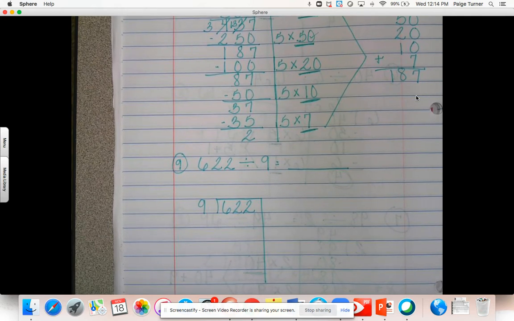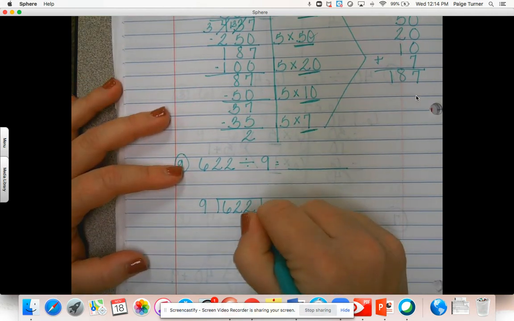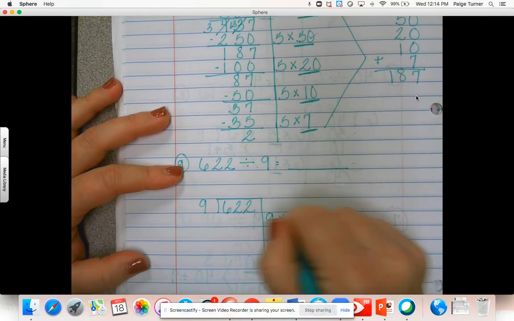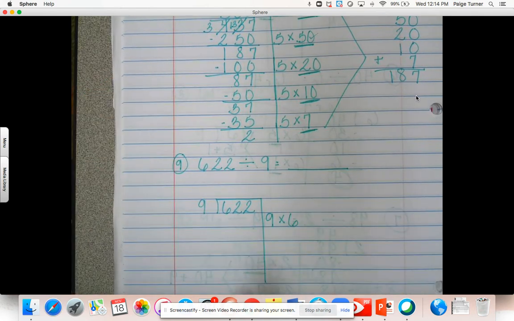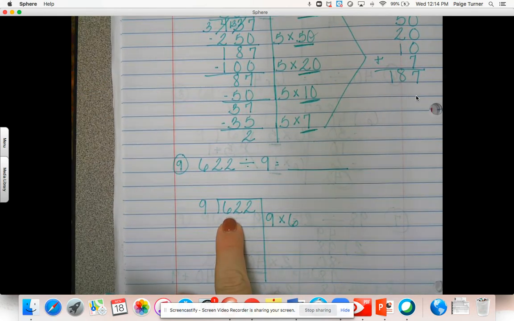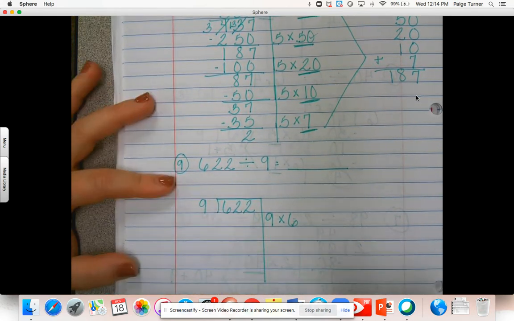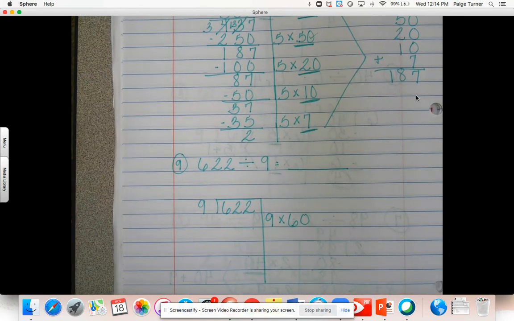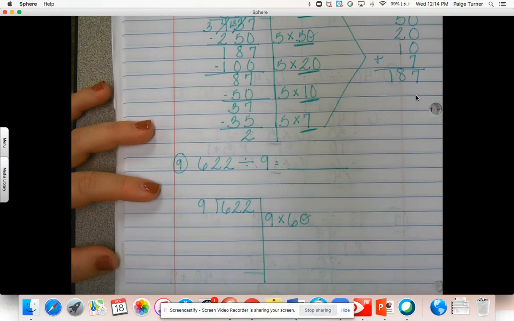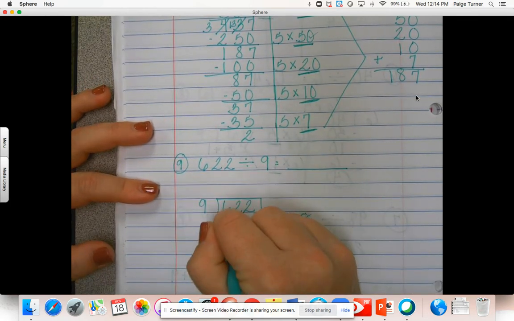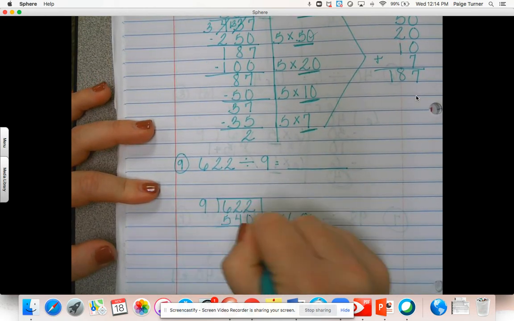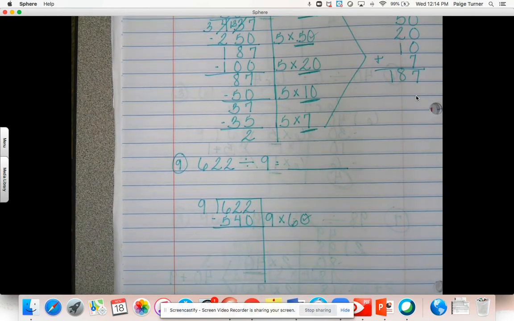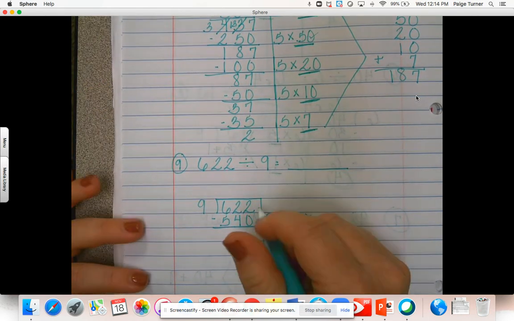So using our multiplication facts, 9 times what number will get us close to 622? Well, I know that 9 times 6 is 54, but again, we're in the hundreds here, so I need to go bigger than that. So how about we do 9 times 60? So if 9 times 6 is 54, 9 times 60 is 540. And 540 is pretty close to 622. So we're doing good here.